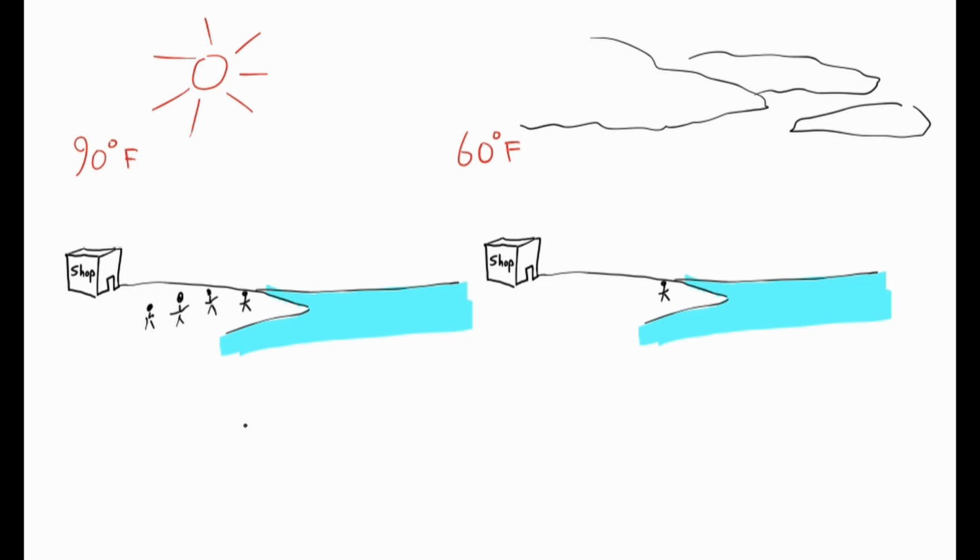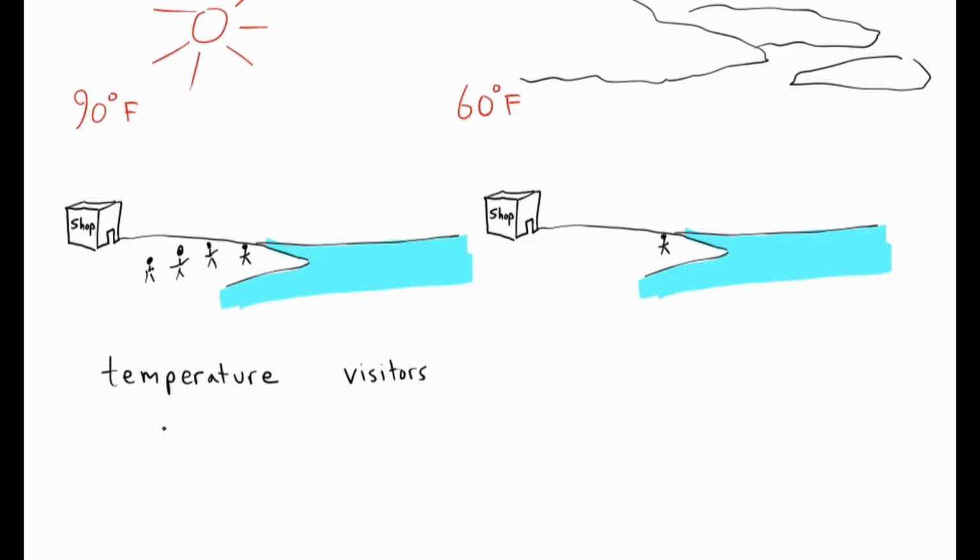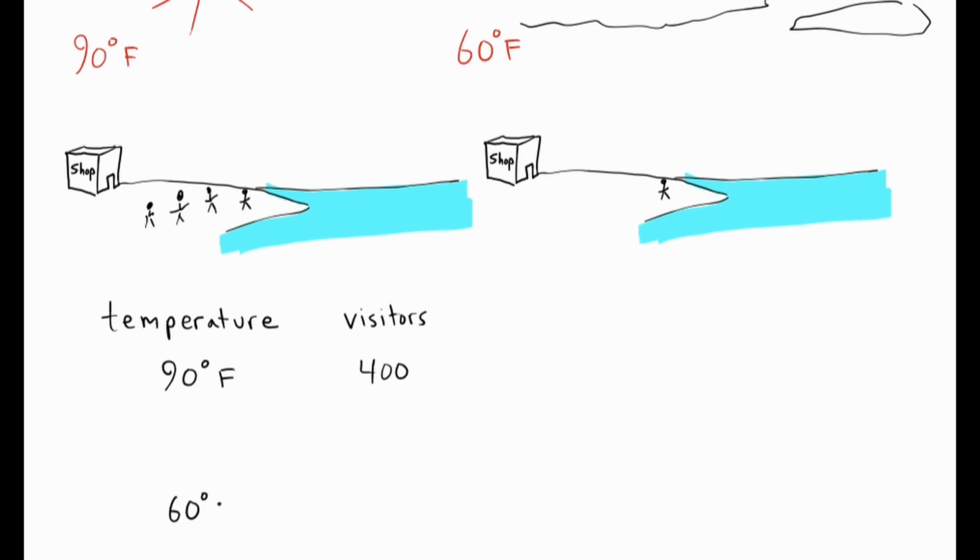So what you could do as the business owner is collect data from the past to help you make predictions about what business is going to be like in the future. So we'll make a chart here of temperature and visitors. On one day, it could be 90 degrees, and the number of visitors could be 400 visitors. In another case, it could be 60 degrees, and you only got 100 visitors.